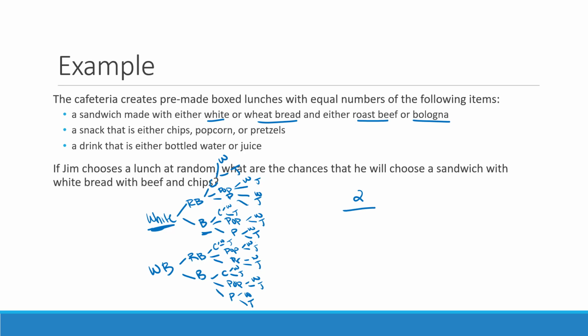The next thing we need is, what is my total sample space? Now I can go through and count everything in my last row here, or I can use that fundamental counting principle. Remember, I have 2 options for my bread, 2 options for my meat, 3 options for my snack, and then 2 options for my beverage. So if I do 2 times 2 times 3 times 2, that gives me a total of 24 options. Again, I can just go through and count everything that's in my last list here. It should add up to give me 24. The last thing you want to do is simplify, so this is going to give you 1 over 12.